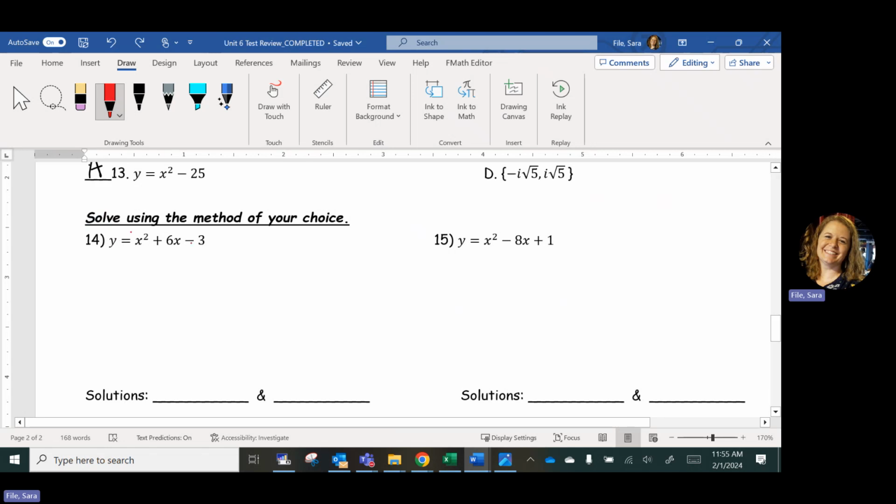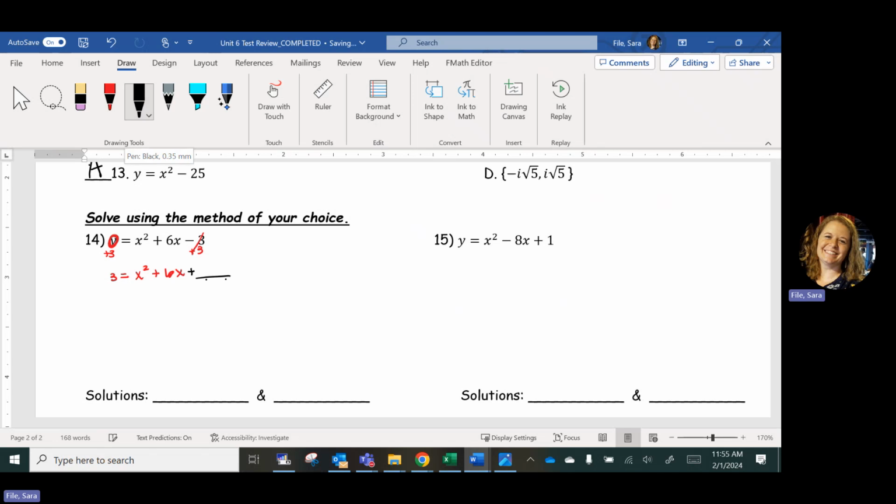So it's in standard form already. There is nothing to factor out, no a value here. So we're going to move our, remember, we're replacing y with 0. So I'm going to move my constant to the other side. So I've got 3 equals x squared plus 6x. And now I need to figure out what constant should be added to make this a perfect square trinomial. Remember, what we do to one side, we do to the other.